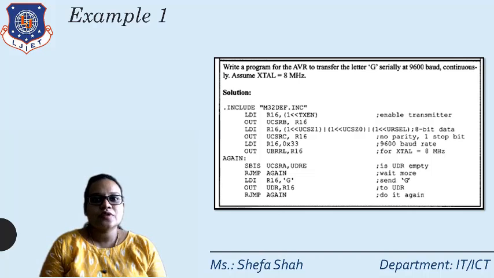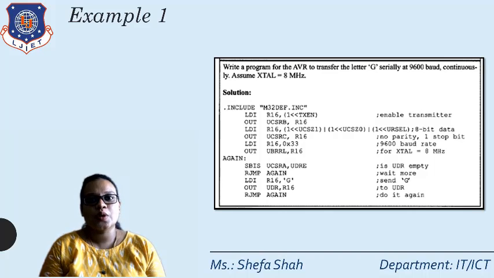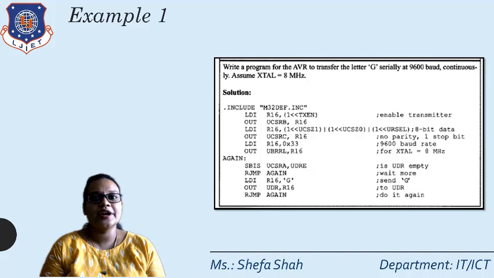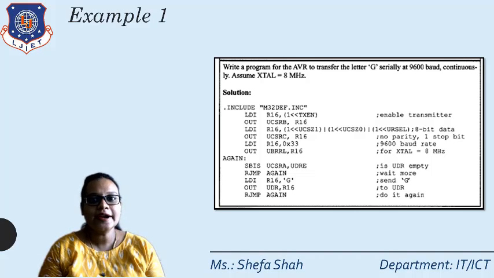So as you can see, the first two instructions are used for loading 08, that is LDI R16. You can also use the instruction 1 shift left TXEN, that is TXEN is enabled by bit 3. If you don't want to use this instruction, then you can directly write 08 in hexadecimal, 0x08, and load it into the UCSRB register. Then OUT UCSRB, R16. So the UCSRB register is loaded with 08H.